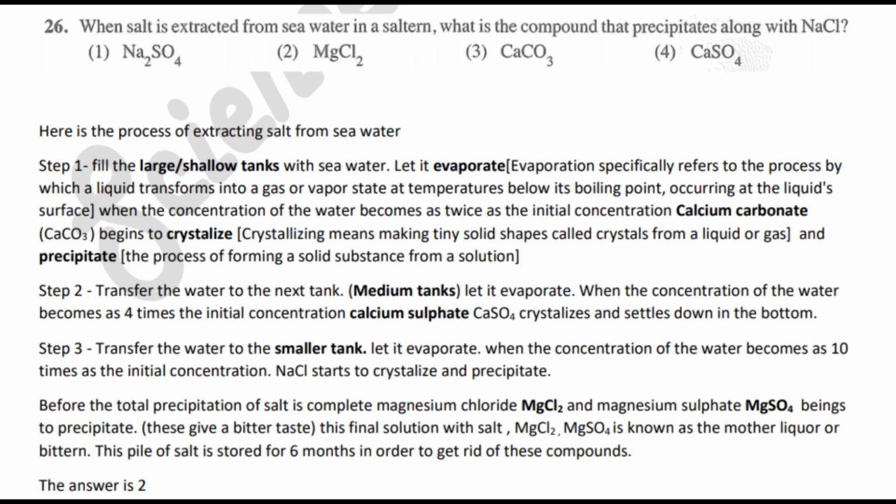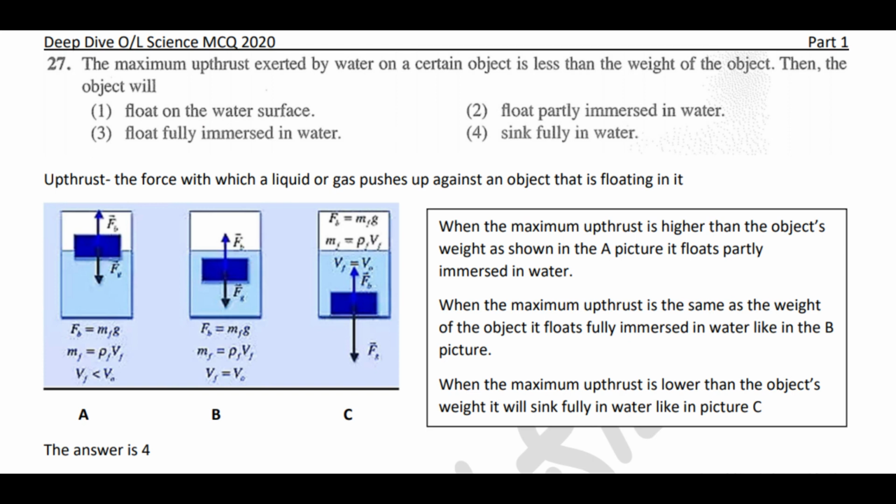Next question, 27th. The maximum upthrust exerted by water on a certain object is less than the weight of the object, then the object will... So, what is upthrust? Upthrust is the force with which a liquid or gas pushes up against an object that is floating in it. You can see a diagram here with a lot of letters. Don't mind the letters, just look at the thing that is floating.